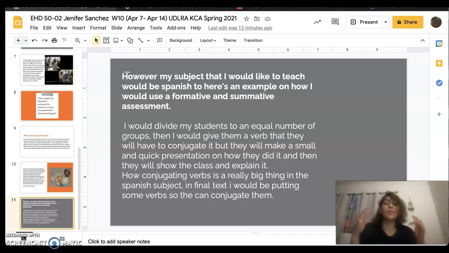Because conjugating verbs in Spanish is a really big thing, it would also be summative, because I would put verbs in the final exam so they can conjugate them.